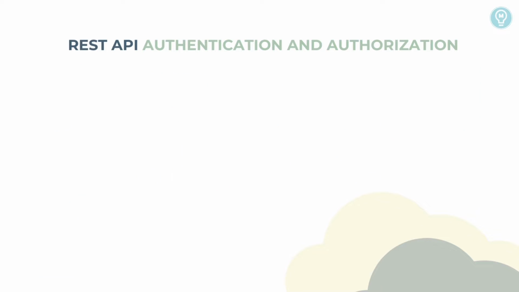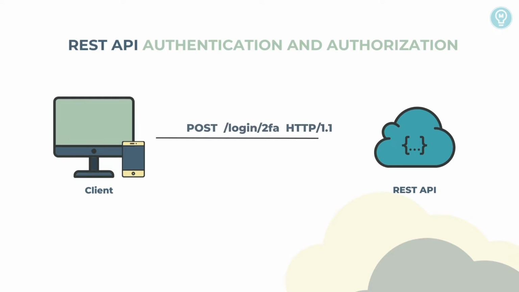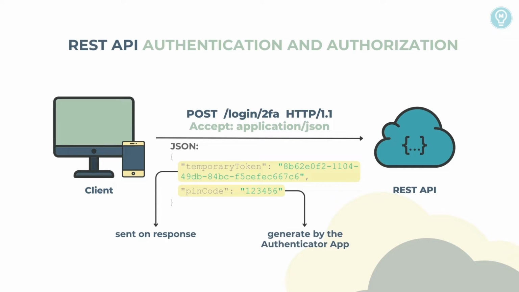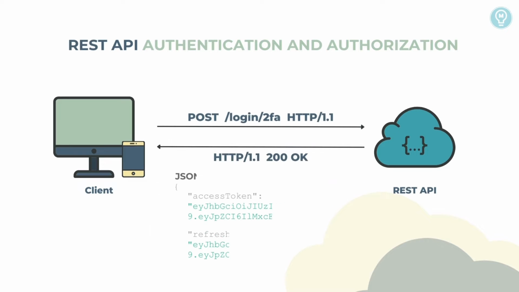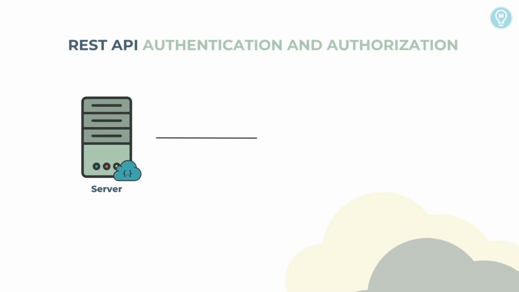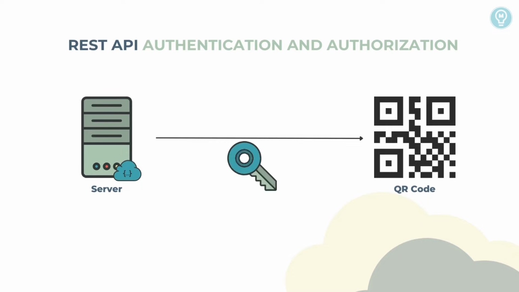Then for the second step, the client should make another request to a different endpoint, sending in the request body the temporary token sent in the response and the PIN code generated by the authenticator app. If everything is okay, the API should then authenticate the user and send a success response with the access and refresh tokens in the response body. To configure the authenticator app, the API server should generate a QR code signed with a secret key that only the server knows.